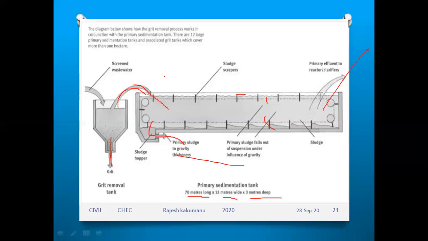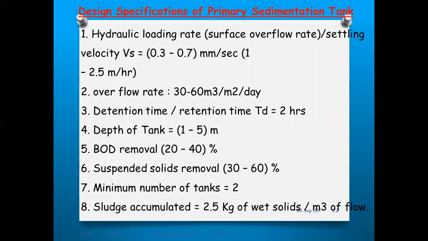Next one, the design specification of primary sedimentation tank. So the hydraulic loading rate is surface overflow rate by settling velocity, that is equal to 0.3 to 0.7 mm per second, right? So the hydraulic loading rate, Vs, is equal to 0.3 to 0.7 mm per second, that is 1 to 2.5 meters per hour.